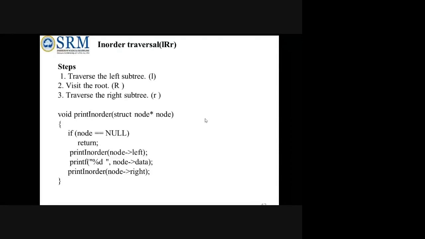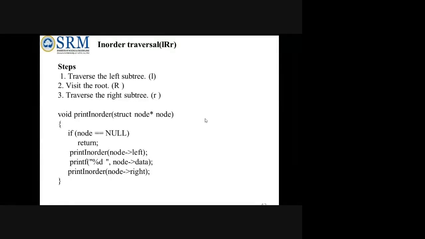So pre-order will be R, that is your root, left and right. Then in order will be your left, root and right. Then your post order will be left, right, and then last only root will be there. So this is the order which you have to maintain. If you know this, this is actually a very, very easy topic.